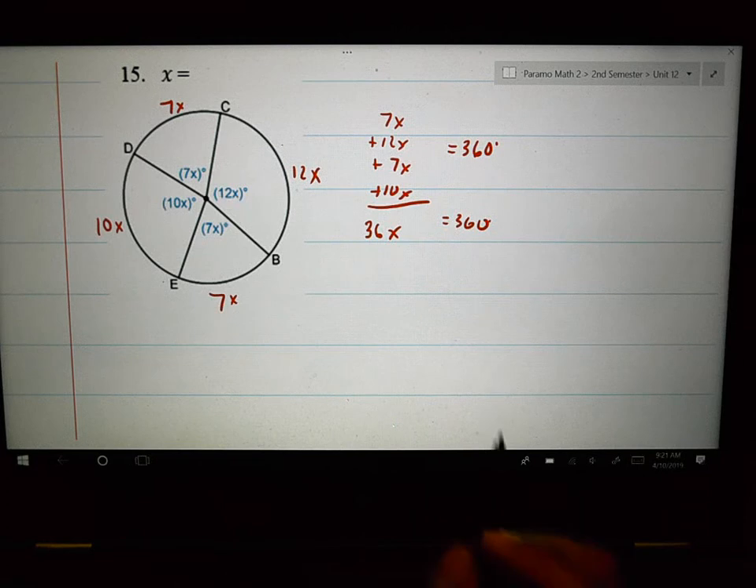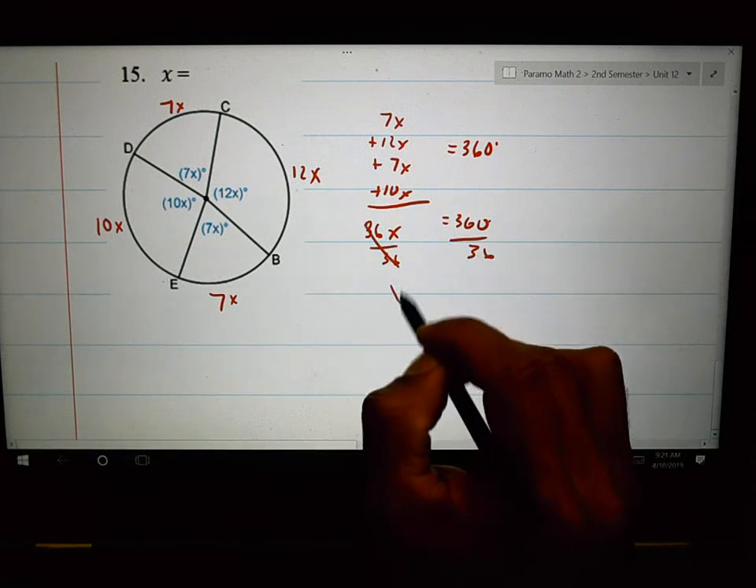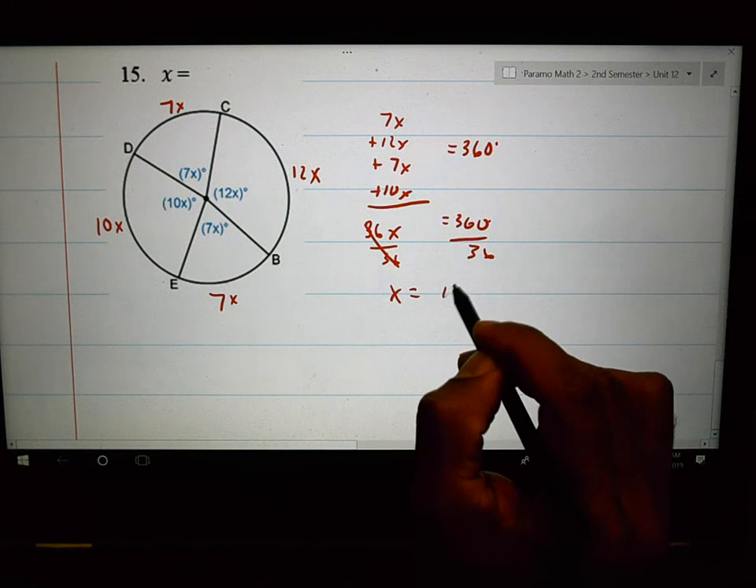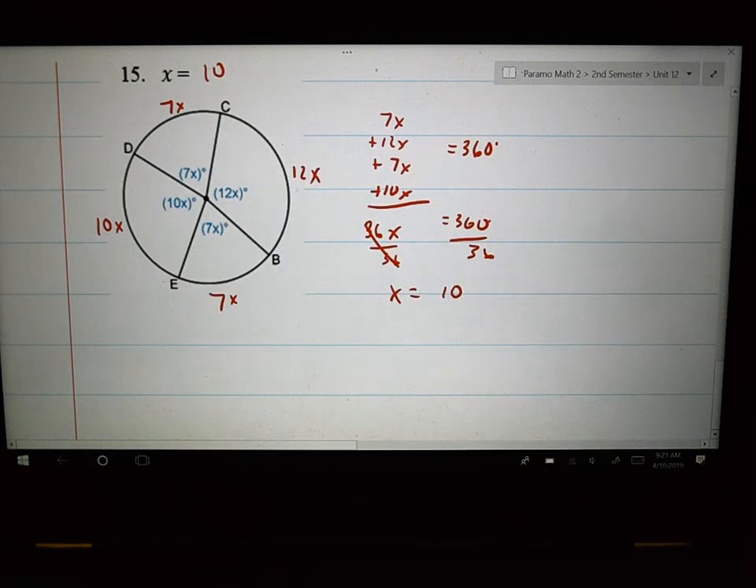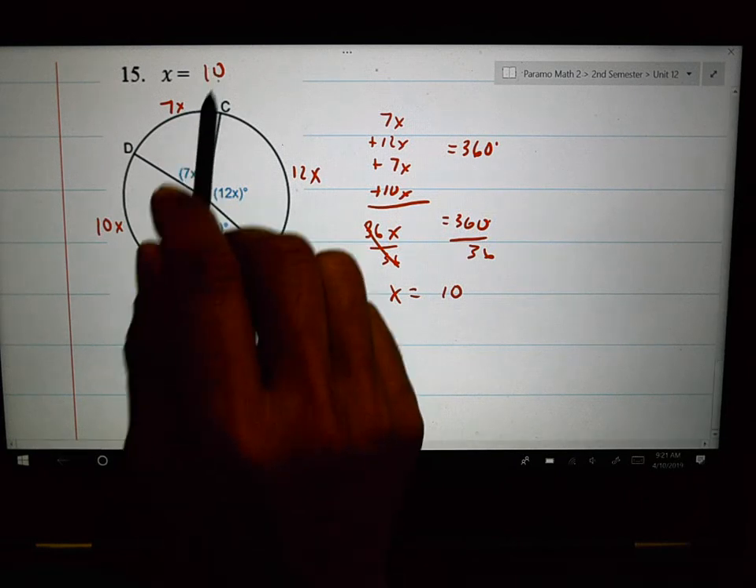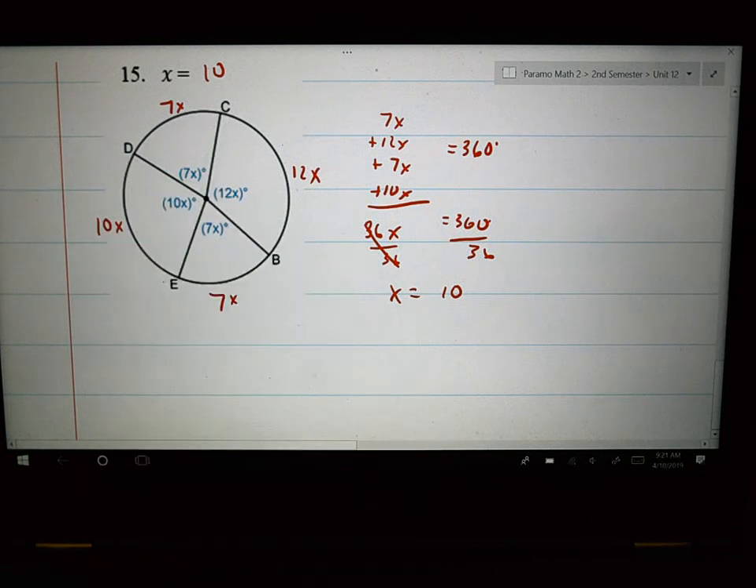36 times x equals 360. Divide by 36 on both sides. 36 goes into 360 10 times, which is easy. But by the time you get to the test, don't forget you'll probably have to plug that back in and figure out what arc DC is, what the angle is, and so on. I'm going to stop your notes right there.